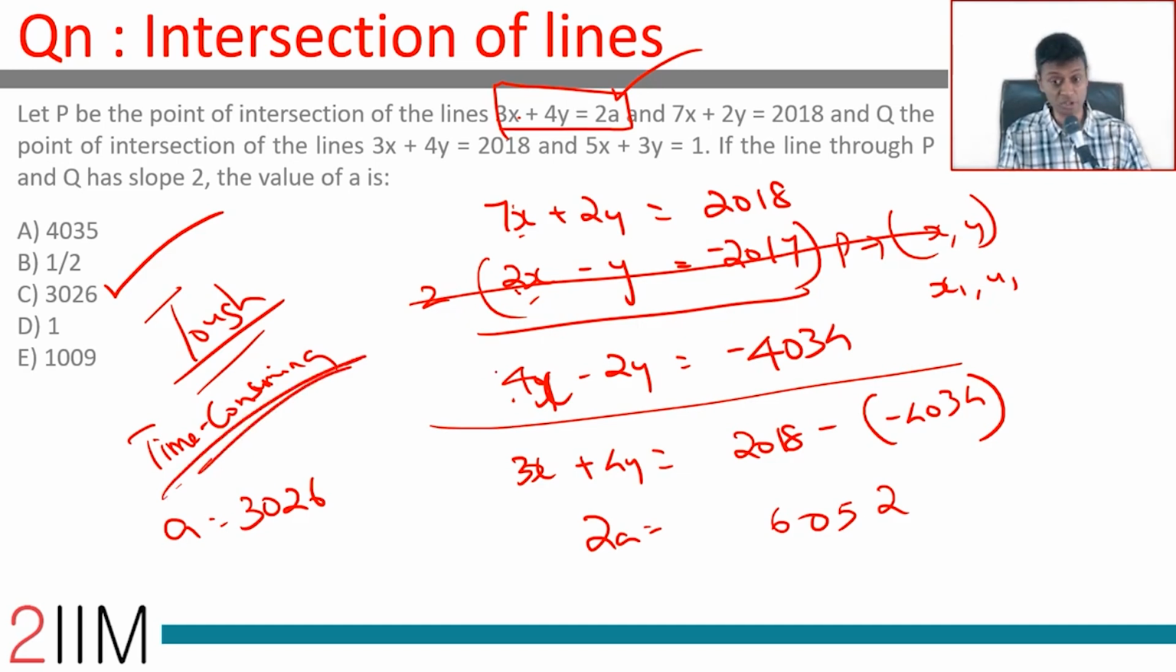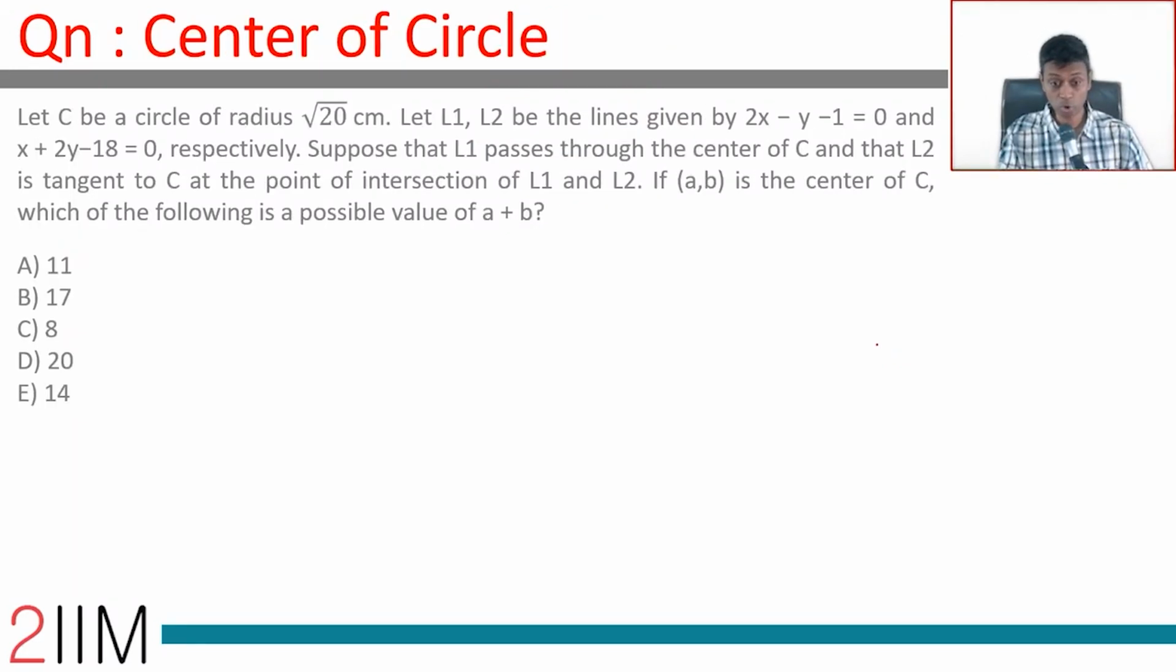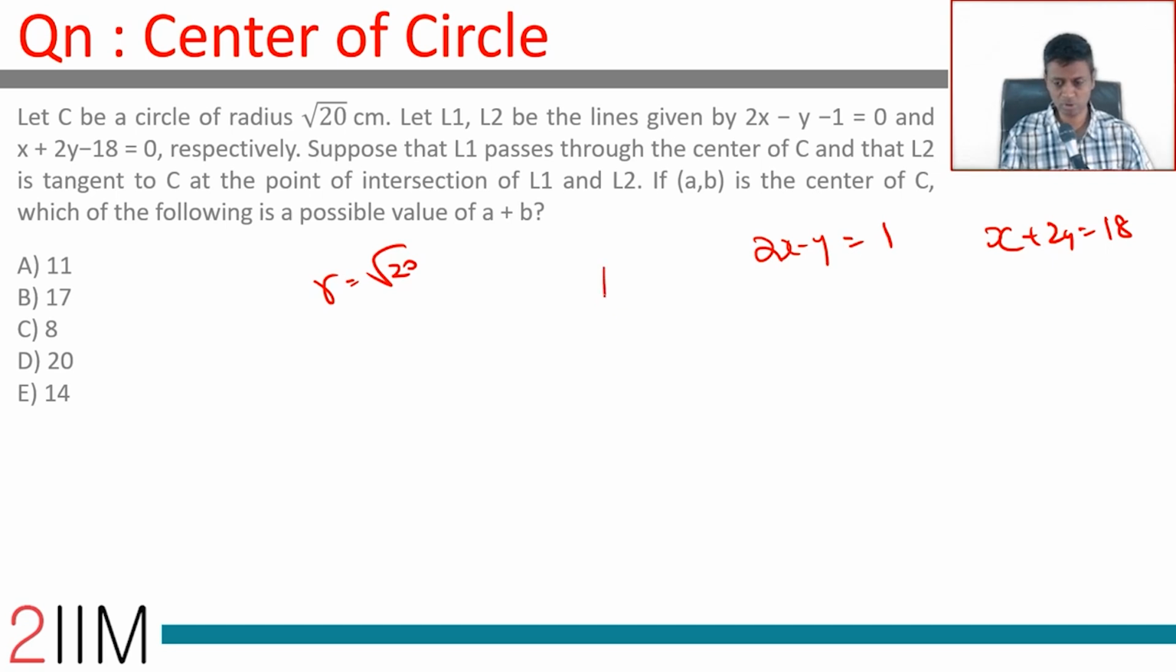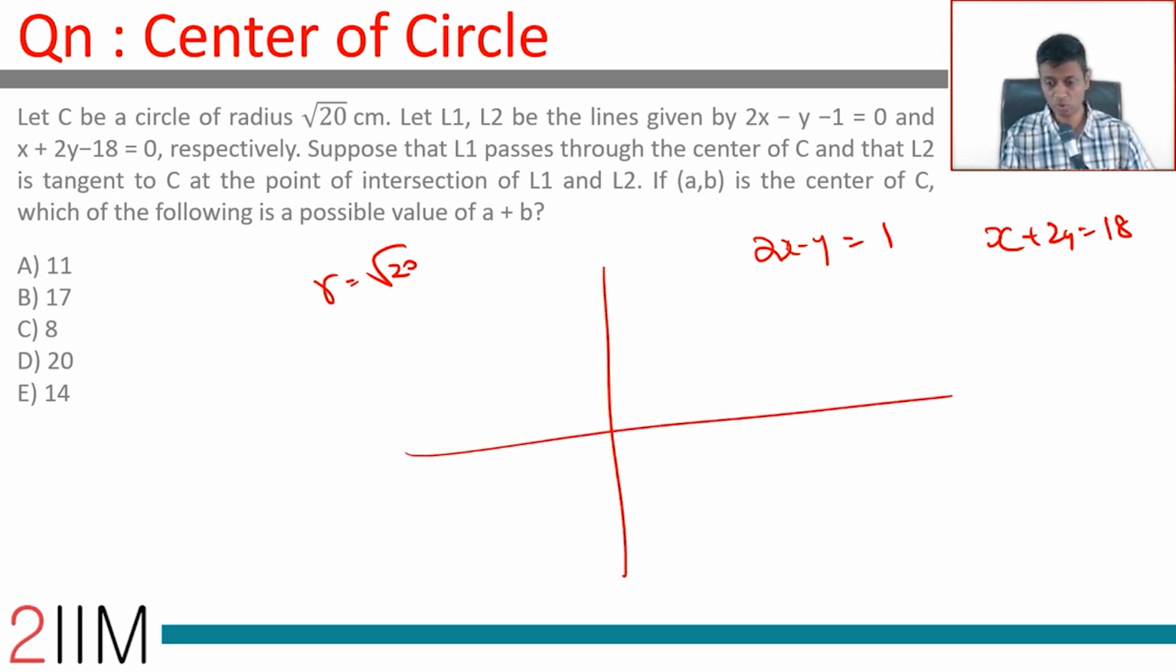This one particularly so. Let C be a circle of radius root 20 centimeters. Radius is root 20. Let L1 and L2 be the lines given by 2x minus y equal to 1 and x plus 2y equal to 18. And so let's think about this. 2x minus y equal to 1. If we put y equal to 0, we get x is half comma 0.